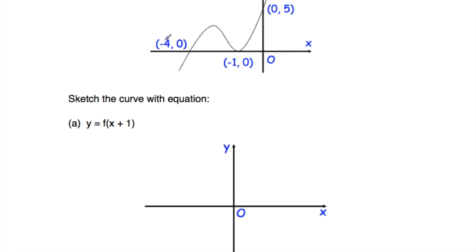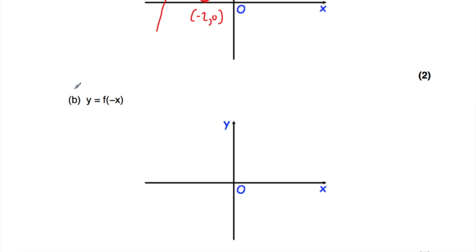So that's going to be -5, 0. That's going to be -2, 0. And this is going to be 1, 5. So it's going to look something like this. And that's what that graph would look like. It's translated the graph 1 square to the left. So this point's moved to -5, 0. This point here is moved to -2, 0, where it touches the x-axis. And this point here, which was 0, 5, is the y-intercept. It's now moved 1 square to the left, so it's now -1, 5. And that's it.